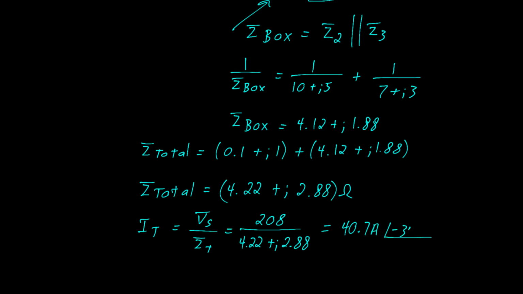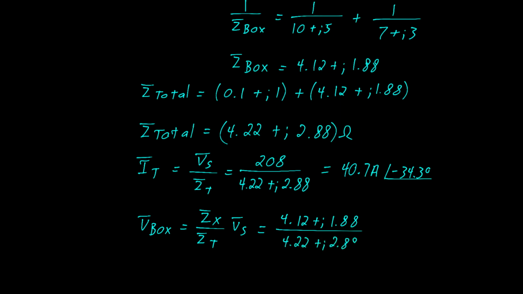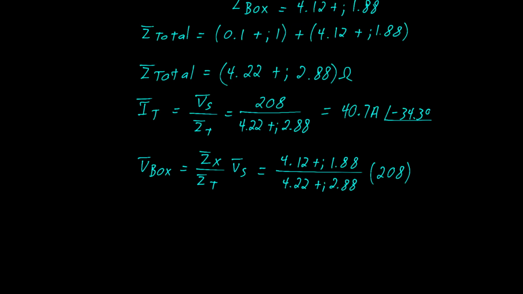From here, the voltage on the box may be calculated using the voltage divider rule, where we have the impedance of interest, which is the box in this case, over the total impedance multiplied by the source voltage. And when we're done, we find that the voltage on the box is 184 volts at about negative 10 degrees.